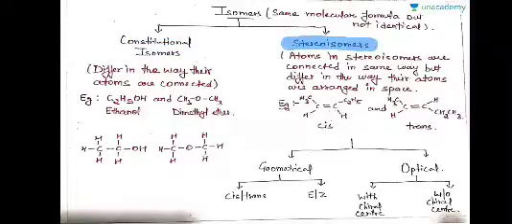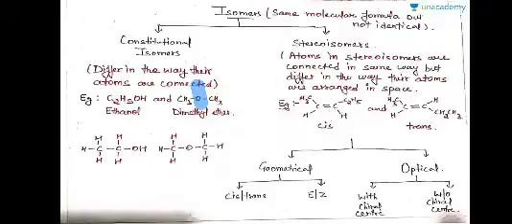Friends, constitutional isomers are those isomers which have the same molecular formula but the connectivity of their atoms is different. For example, we have ethanol and dimethyl ether. Now both ethanol and dimethyl ether contain 2 carbons, 6 hydrogens and 1 oxygen atom. But they have a difference in the connectivity of these atoms.